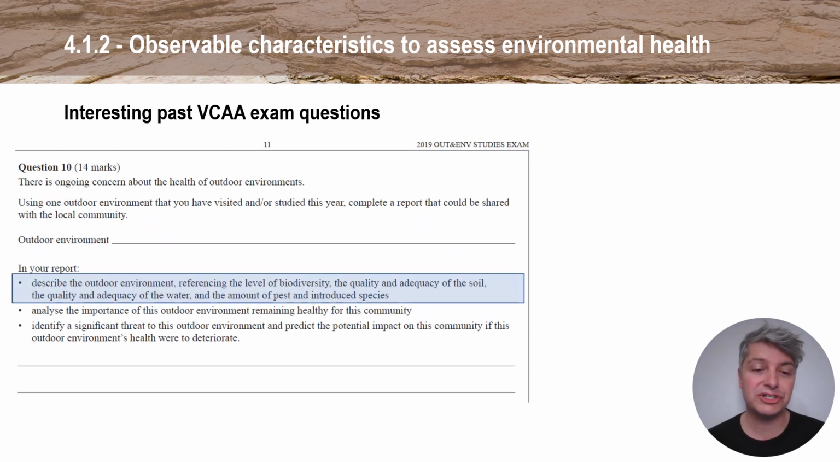Right, another interesting question here. This is part of one of those Part B questions, as we would call them now. Describe the current outdoor environment, referencing the levels of biodiversity and the quality and adequacy of soil, water, and the amount of pest and introduced species. So you can see there that that question wasn't letting students choose a couple of observable characteristics. It was directing them to specific ones from the study design.